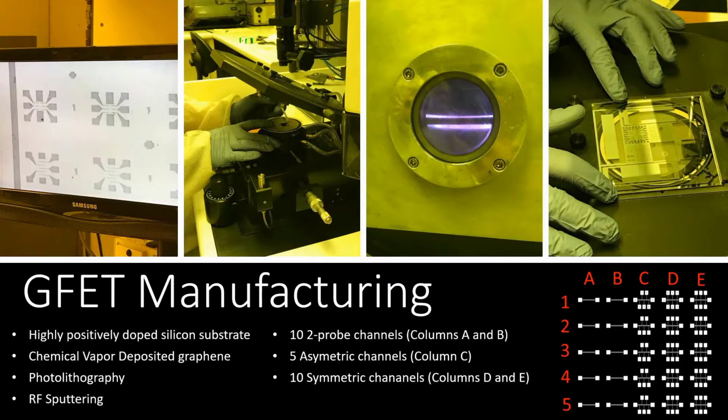Each chip manufactured has 3 different types of device on it: the 2-probe channel, which were not useful for our needs, the asymmetric channel, and the symmetric channel.